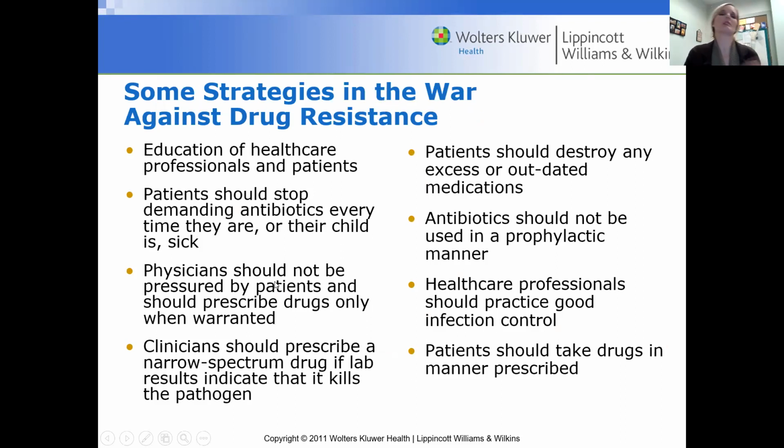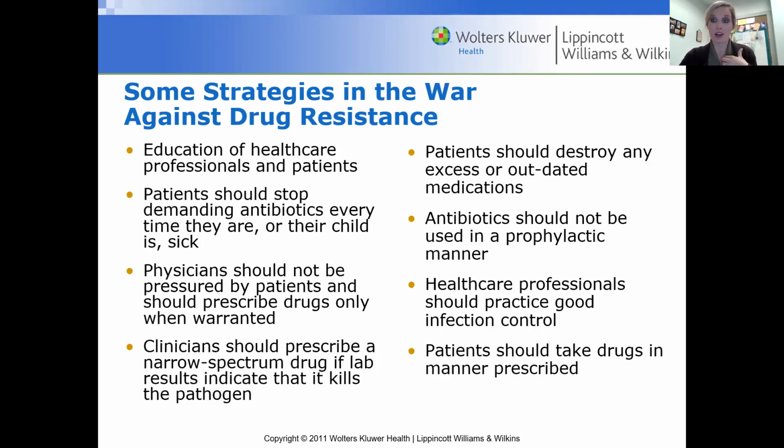So what are some things that we can do? How can we stop this? One, education of healthcare professionals and patients. We need to understand how this works. It's important that we know that this is possible. Patients should also stop demanding antibiotics every time they or their child is sick, because oftentimes it's the over-prescribing of antibiotics. By doing so, we are just constantly teaching bacteria what these antibiotics look like, even though they may not need those antibiotics.